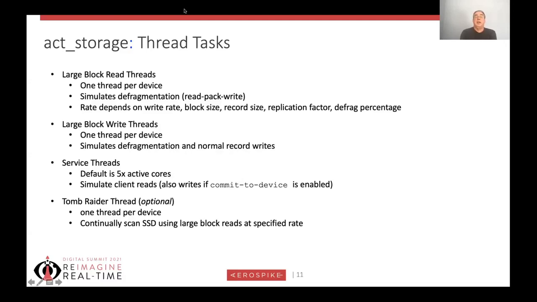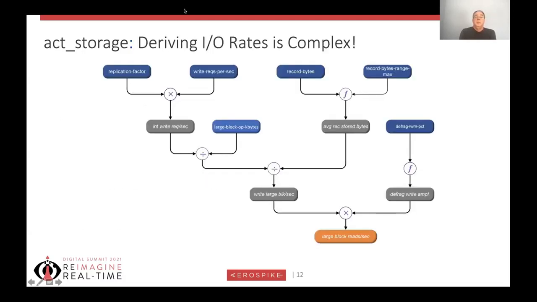That 5x is something you want to experiment with. The default is not necessarily going to give you the best performance. So these threads, to give an example, which is shown here, the large block reads, it essentially just generates, using random number generators and computation, transactions at whatever rate you've specified.